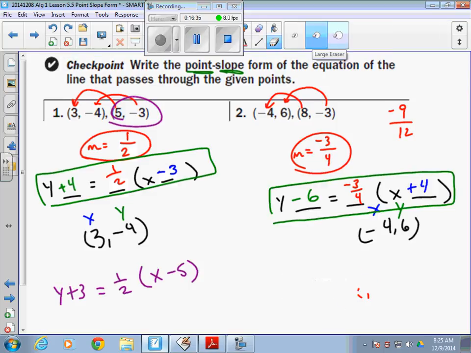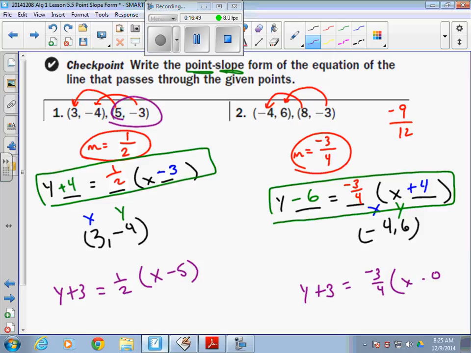Again, the alternative equation is if you use the point 8, negative 3. It would say y plus 3, the opposite of that one, equals the same negative 3/4, the same slope, times x minus 8, because it's the opposite of positive 8. That would be the alternative one. Same equation, just passing through two different points.